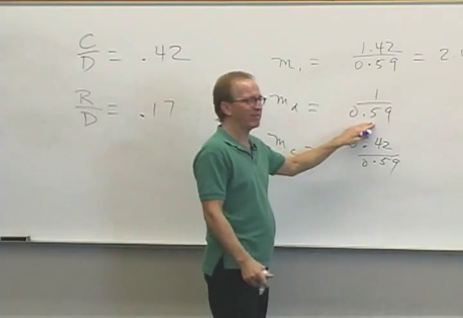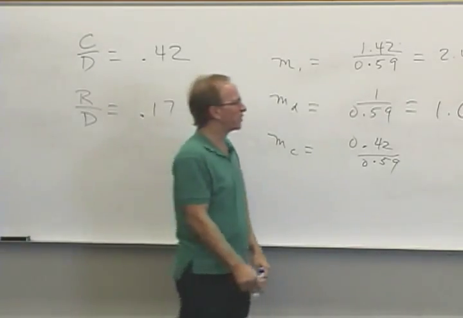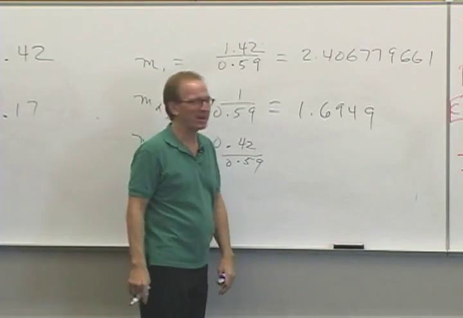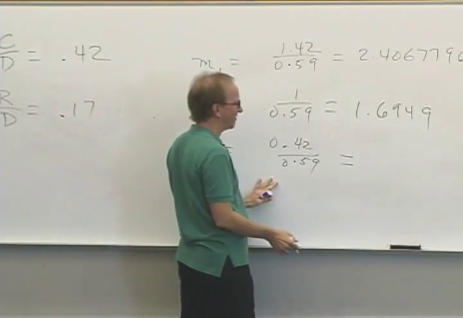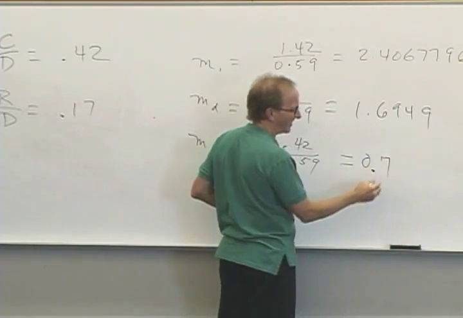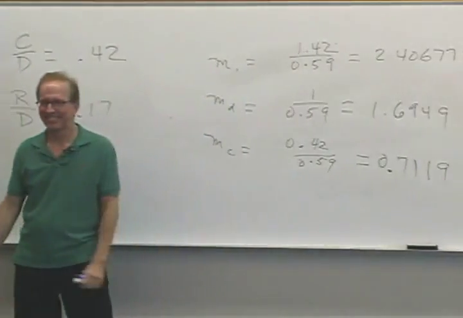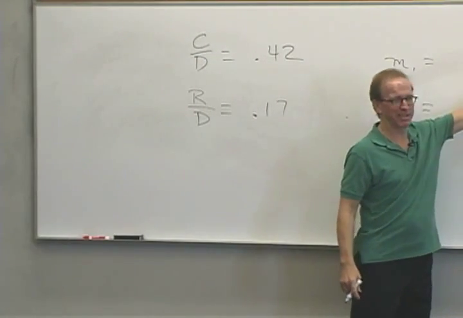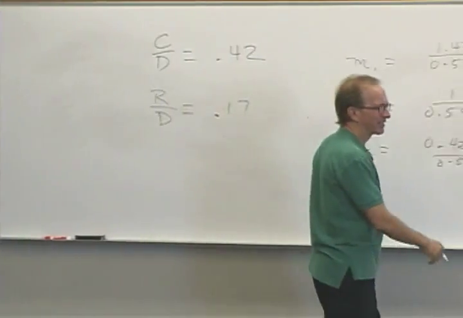So then 1 over 0.59 would be about 1.6, what? 1.6949. 1.6949, and what's the single number after that? 1? Okay, I'll leave it alone. And then 0.42 over 0.59 is about 0.7? What? 0.7119. And in theory, these two smaller multipliers add up to be the big one. I know that's all a theory, but it should work out that way.